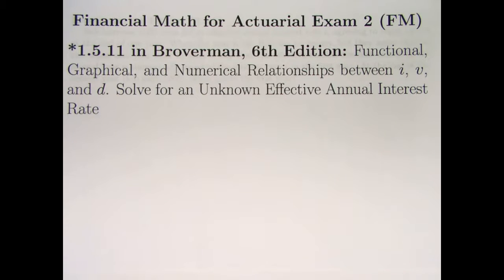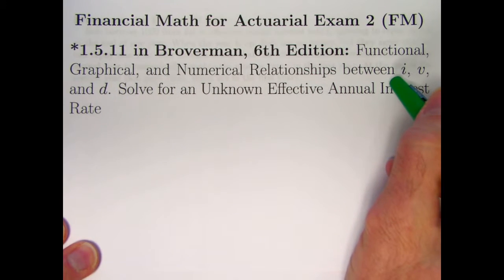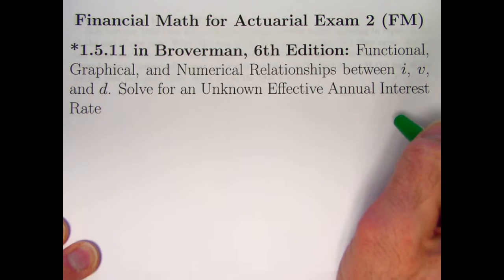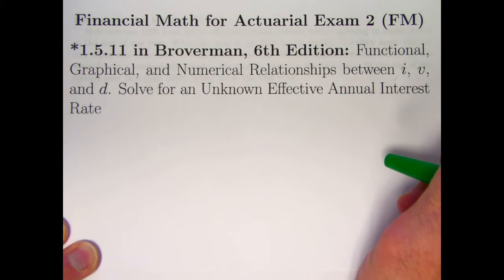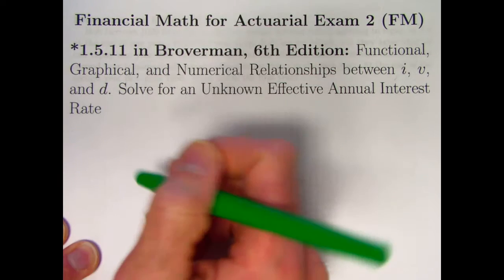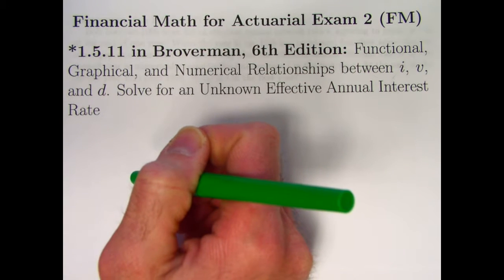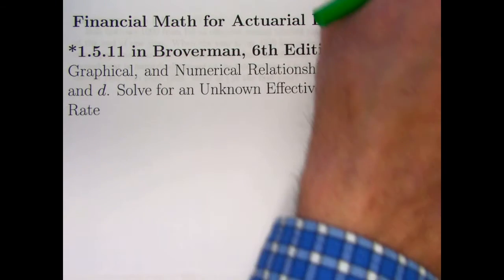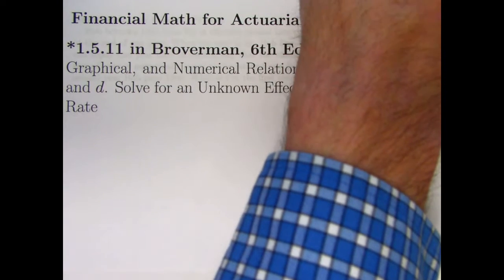In this video, we're looking at problem 1.5.11, ultimately solving for an unknown effective annual interest rate, though I also want to have a broader perspective on things like I did with the last video. I want to add more to this. I want to look at some functional, graphical, and numerical relationships between our fundamental quantities. I'm going to assume these are effective annual quantities in this video. I is the effective annual interest rate, V is the effective annual discount factor, and D is the effective annual discount rate. I have talked about D in the past couple videos. If it's new to you, you should watch those videos.